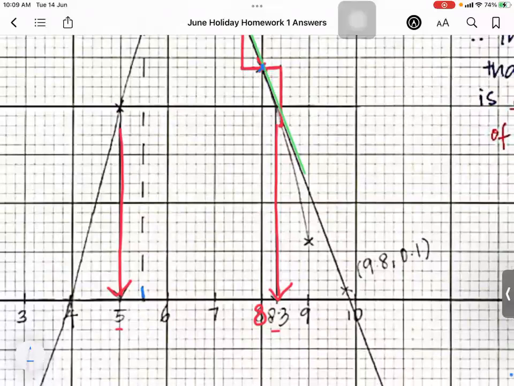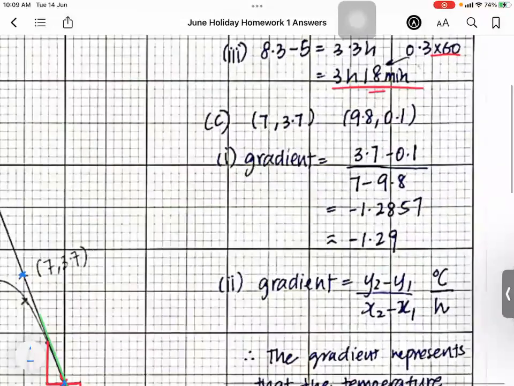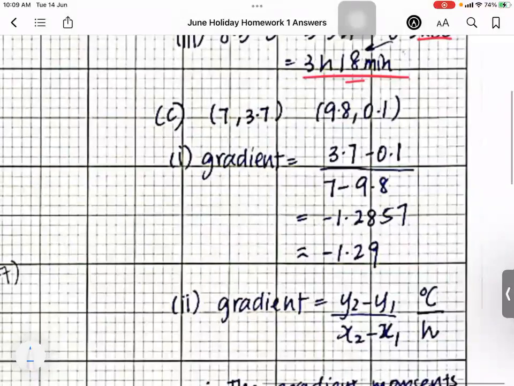So for me, I found another point over here. Then the gradient is y2 minus y1 over x2 minus x1. There are still people who write the x and y values wrongly. I don't know what to say.